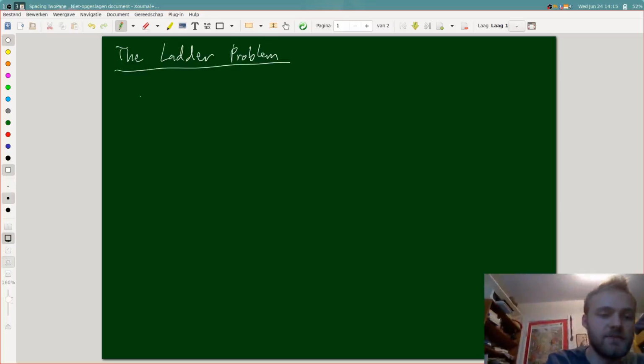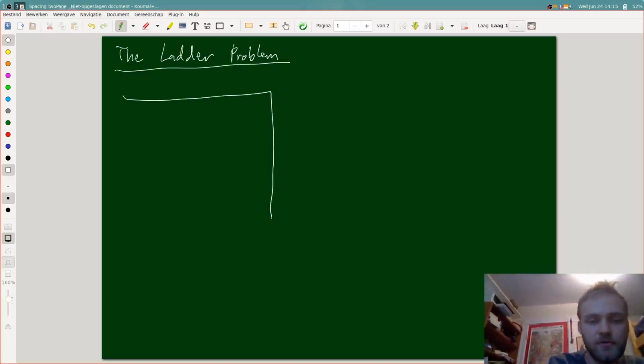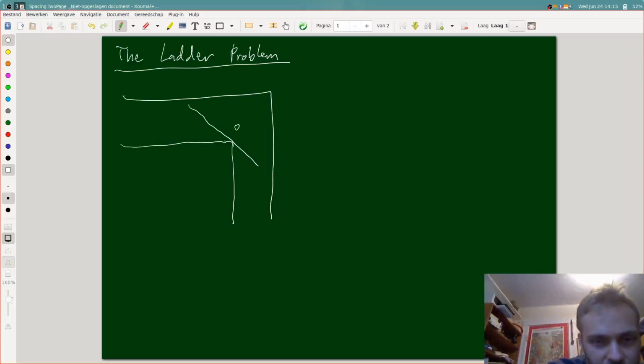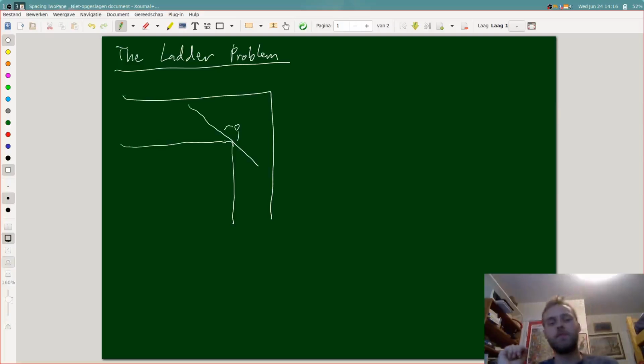And the idea is pretty simple. You have a corridor which looks something like this with a corner in it, and you're trying to get a ladder around this corner. So maybe you look like this. You're holding the ladder like this, and you're trying to move it around the corner. And we want to find out the largest ladder that can fit around the corner.